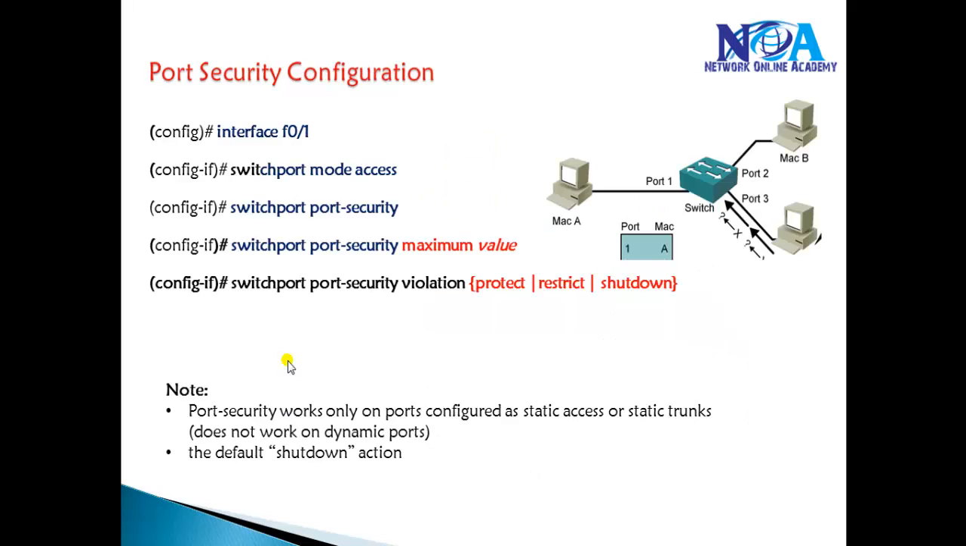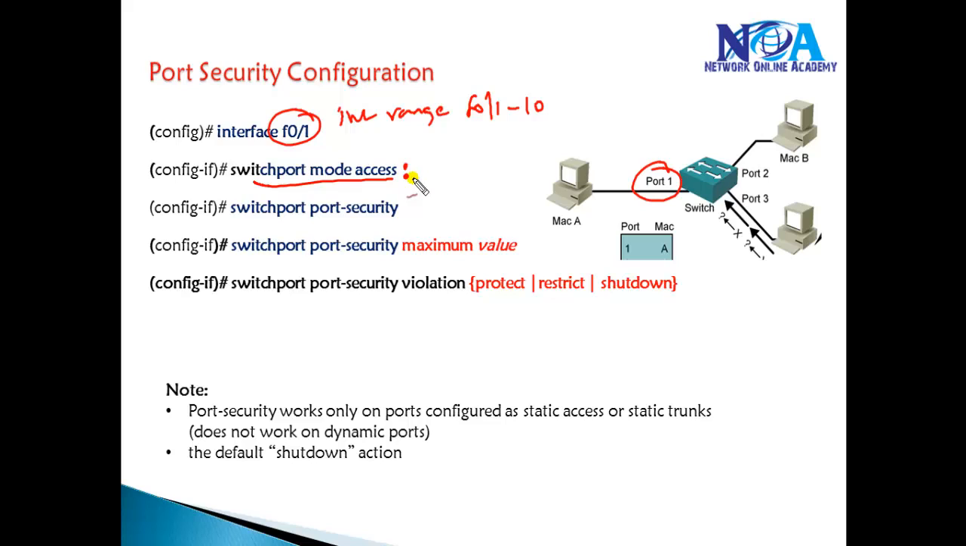Now to configure this port security, you can see the commands here. If you want to implement port security on port number 1, or we can define a range of ports, I can simply go to interface range F0/1 to F0/10. And we can define whether the port is an access port or a trunk port.